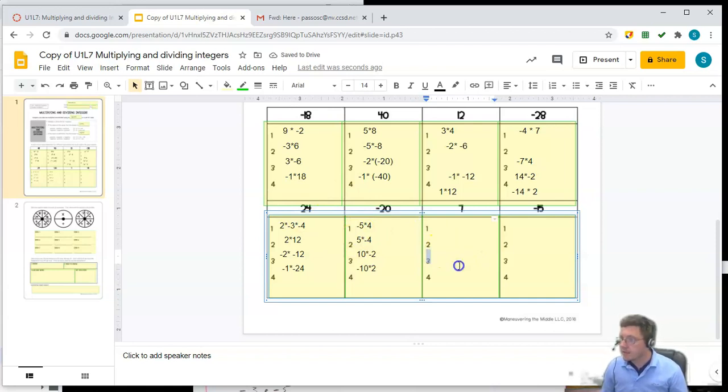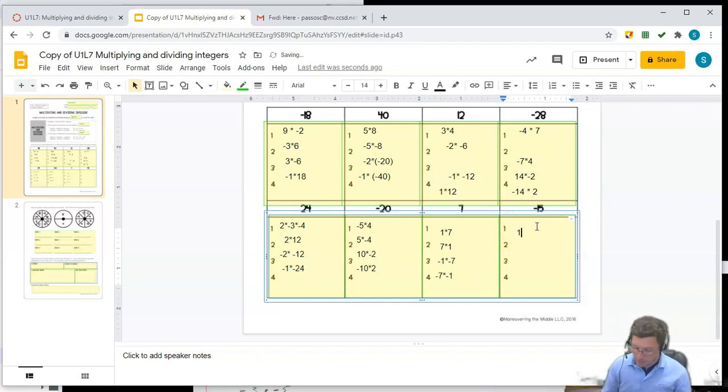Let's look at 7. So we could do 1 times 7. We could do 7 times 1. We could do negative 1 times negative 7. Or we could do negative 7 times negative 1. All those will get us there. Negative 15, we could have 1 times negative 15. We could have 3 times negative 5.